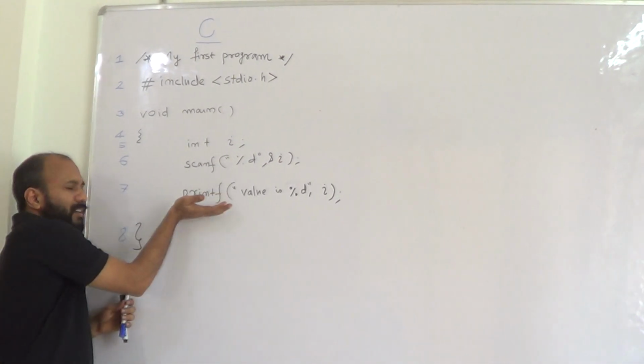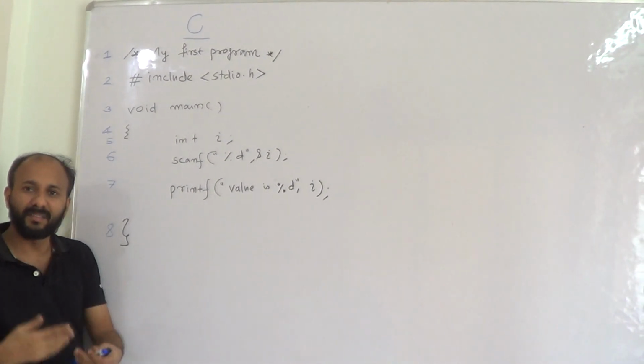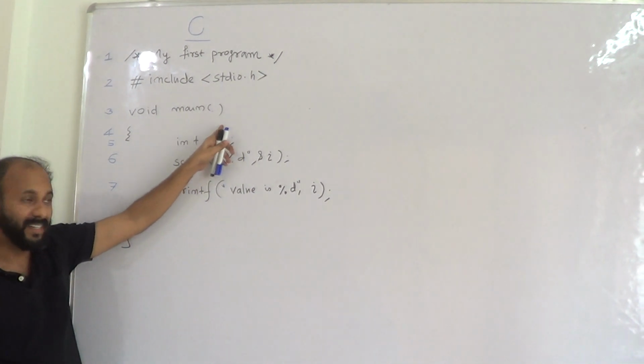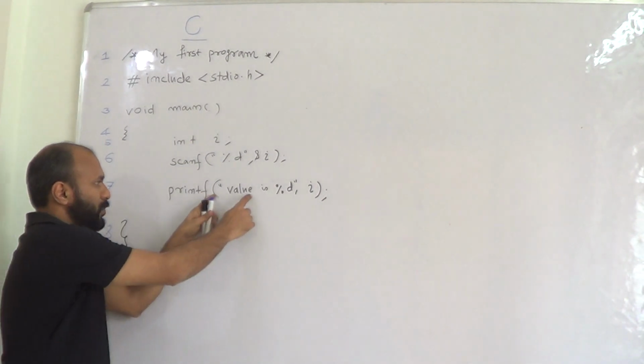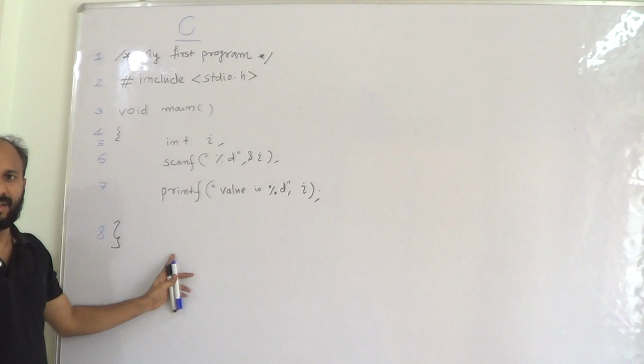Now I have a printf function. This printf function is used to print something onto the monitor or the console. The user is entering something, and the value collected in i, we are just printing this value. This is our first C program.